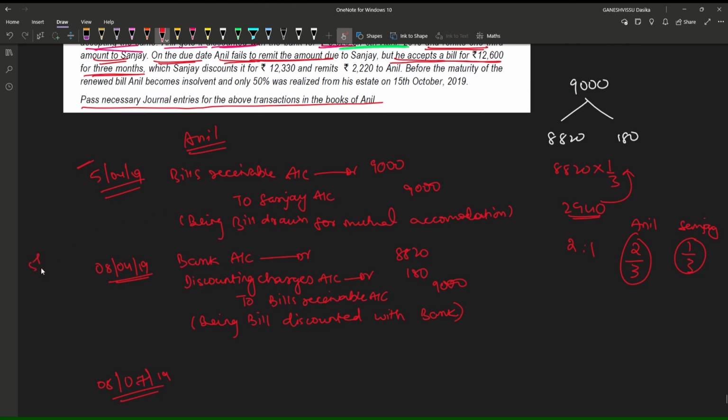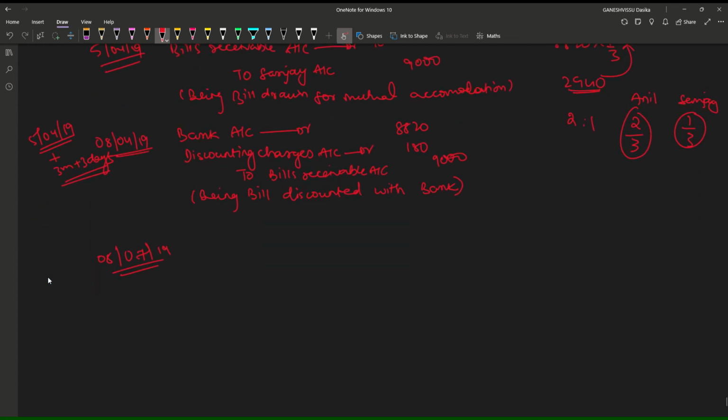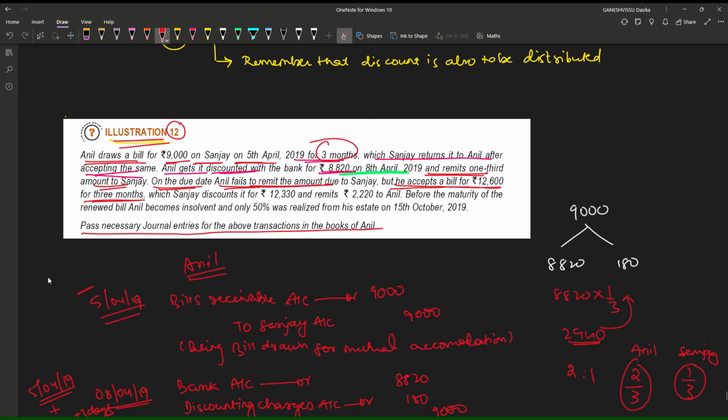Because of 5th to 4 2019, and afterwards we need to add 3 months plus 3 days grace. 3 months plus 3 days grace, in the sense what, April, May, June total completed, so that means June completed. And July 5th plus 3 days is July 8th. On 8th 7 2019, what happened? Anil fails to remit the amount due to Sanjay, but he accepts a bill for 12,600.